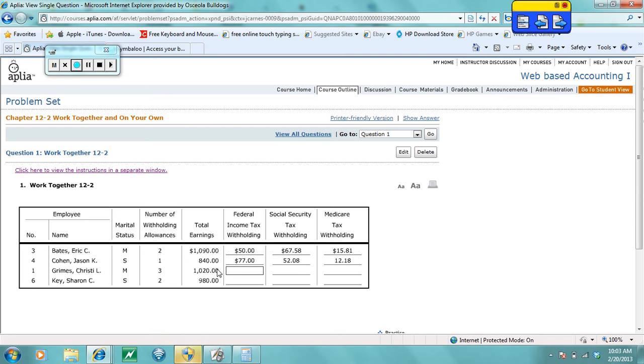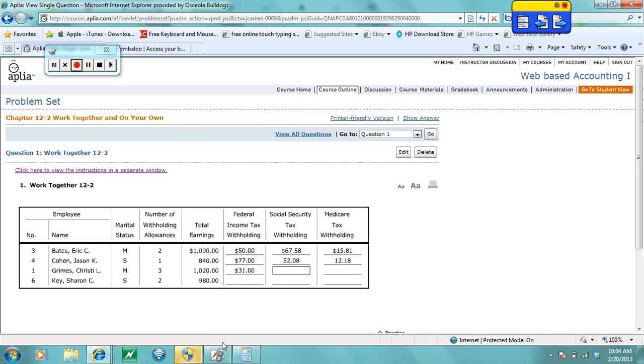So you notice that there's 1,000 to but less than $1,020. That's not the one we use. We use at least $1,020 to $1,040. Go across, he gets 3 allowances. He's going to owe $31.